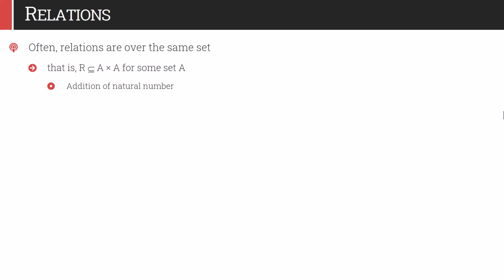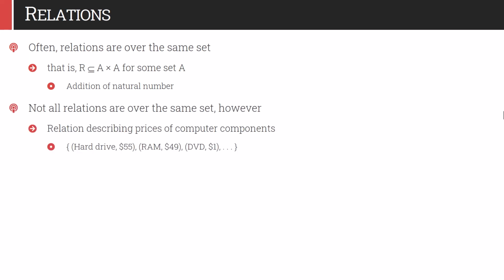Often relations are defined over the same set. That is, we can say that R is a subset of A Cartesian product A. For example, addition of natural numbers. When we add 2 natural numbers, it will produce a number which is again in the set of natural numbers only. Not all relations are over the same set.